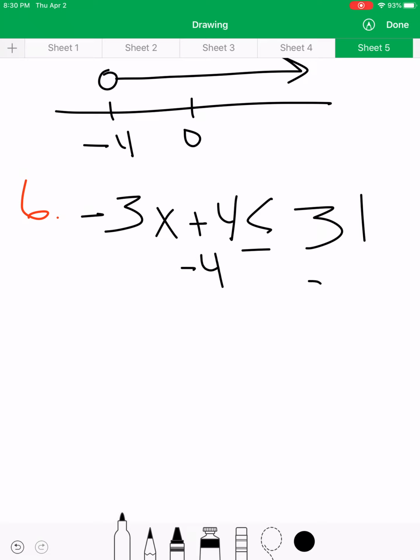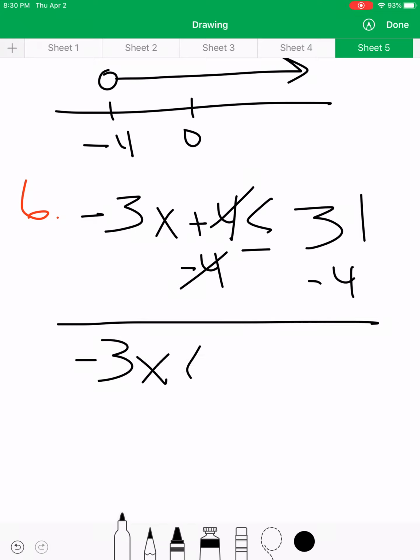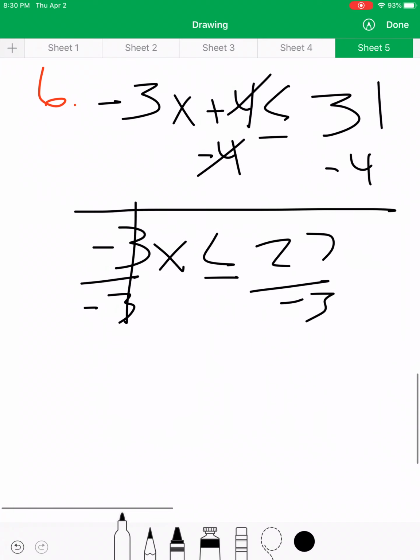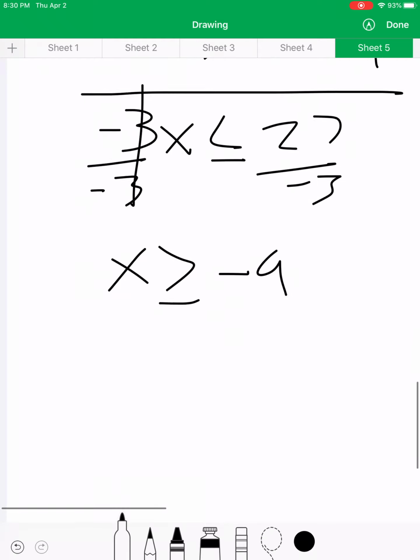That's a positive 4. Only way to move it, subtract it. Goes away. Bring down the negative 3x, less than or equal to 31 minus 4, that should be 27. Divide now by negative 3. Stop. When you divide by a negative, you flip the direction of your inequality sign. So x is now greater than or equal to negative 9.